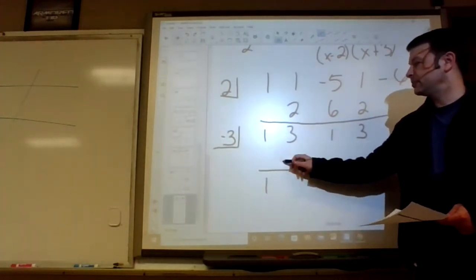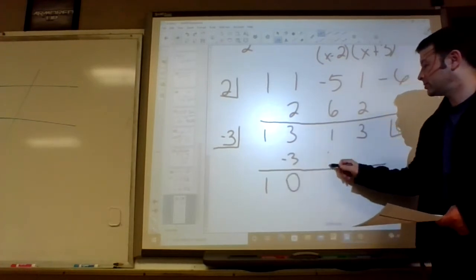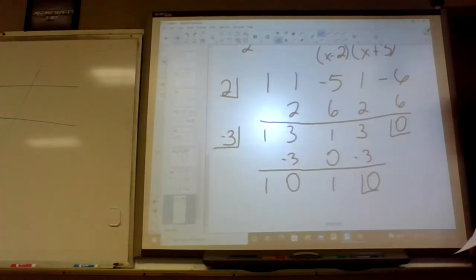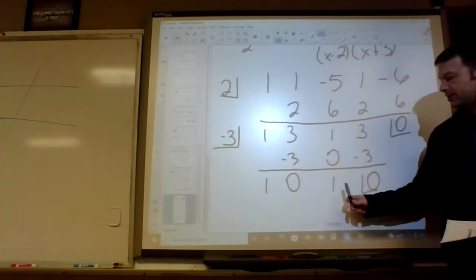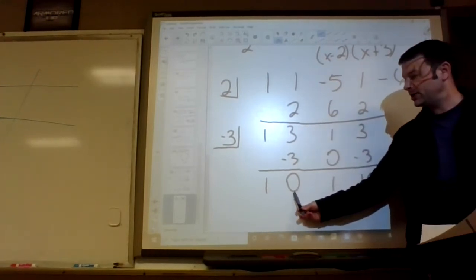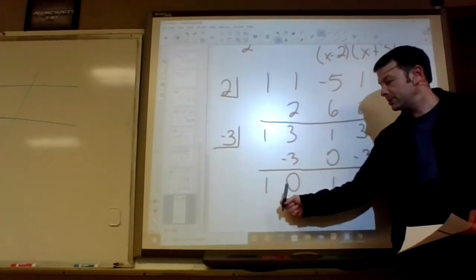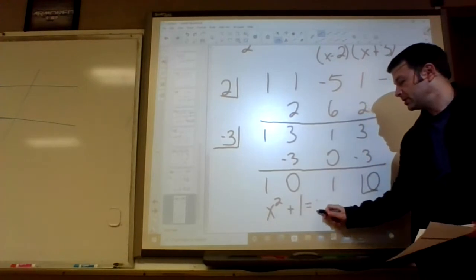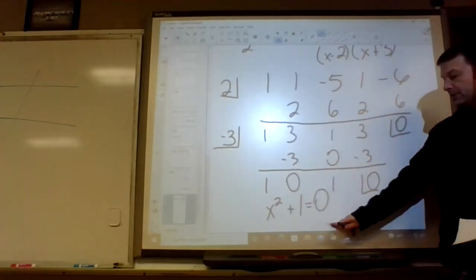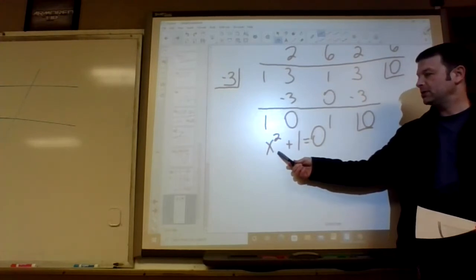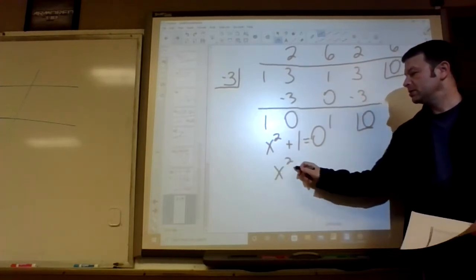Add down, multiply up. Add down, multiply up. Add down, multiply up. Add down. So that is x squared plus 1. This is the remainder. This is the constant 1. This is the x term, none. This is the x squared term. So this is x squared plus 1 equals 0. How can I solve this for x? Subtract 1 and then square root it.